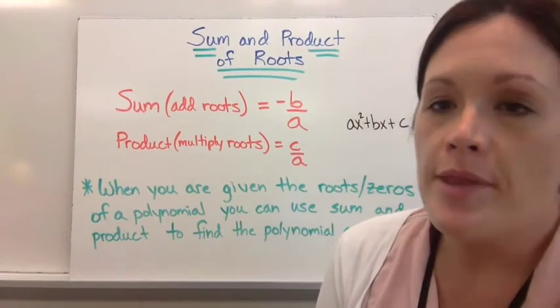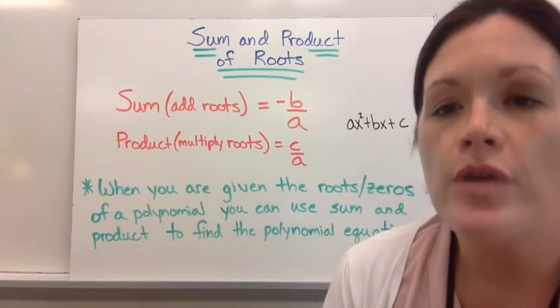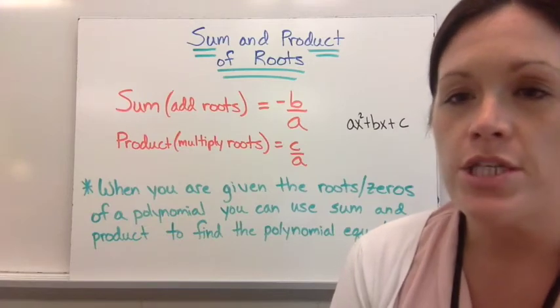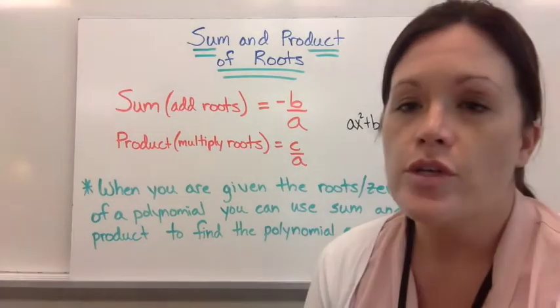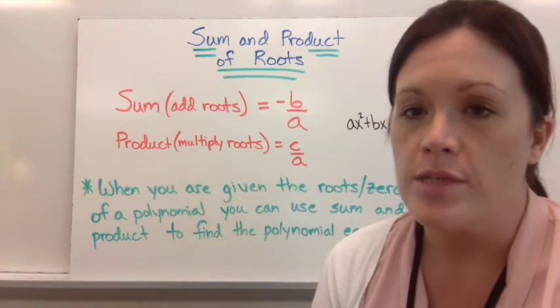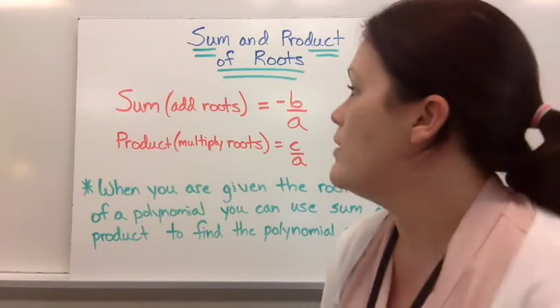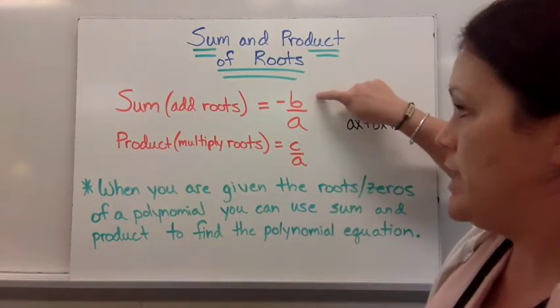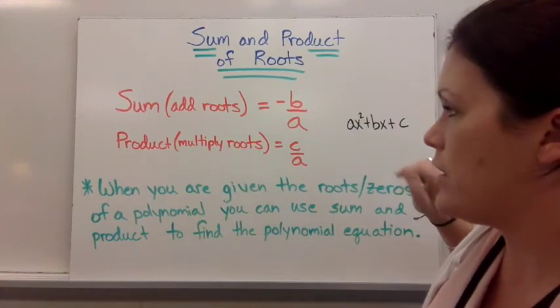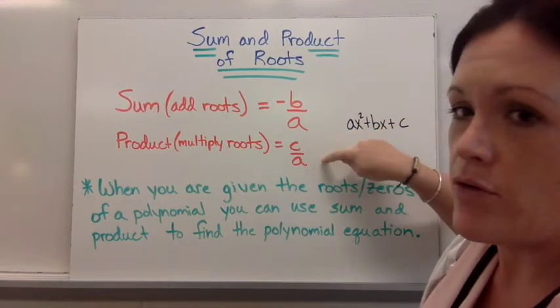Let's talk about the sum and the product of roots. When you are given roots of a polynomial equation and you're asked to find that equation, you can use the sum and the product of roots formulas to help you get there. So the sum of your roots is equal to negative b over a, and the product of your roots is equal to c over a.